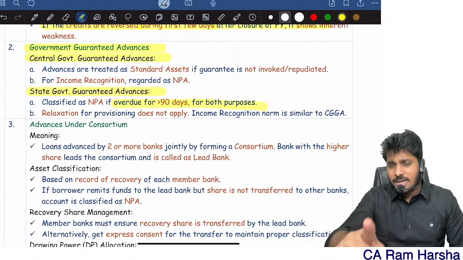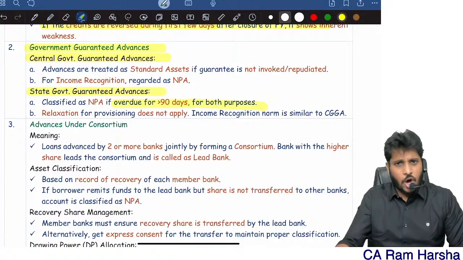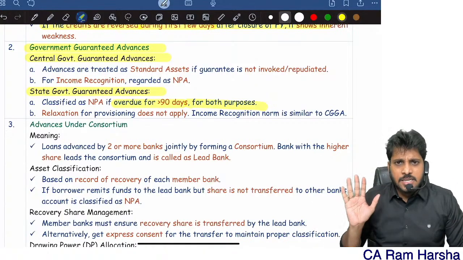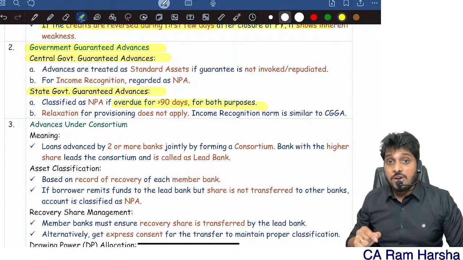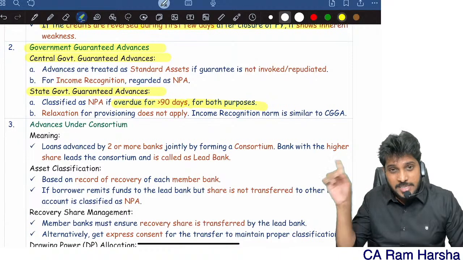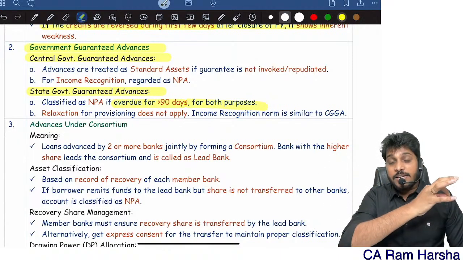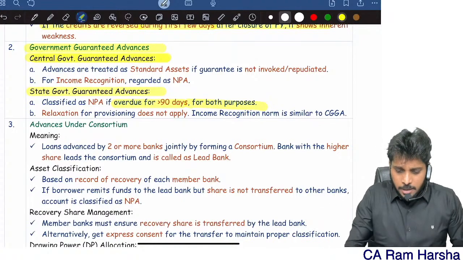Banks recognize accrual. Banks follow the accrual basis for income recognition, expense recognition, all that. Accrual means the moment the month is over, they will recognize the income. The moment 31st March comes, they will recognize the full year's interest, whether you repay or not. That is called accrual. But if the loan is NPA, the interest amount they cannot recognize on accrual unless the customer repays. Now, central government guaranteed advance.